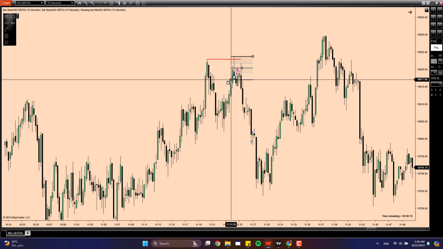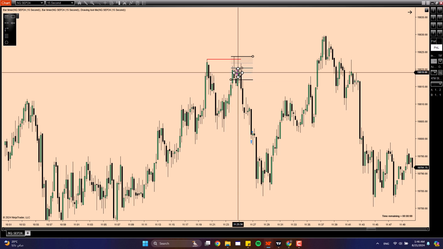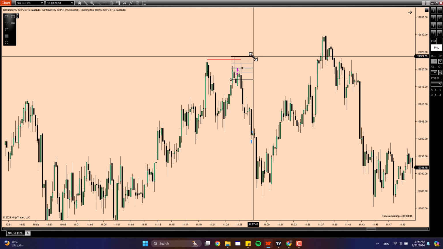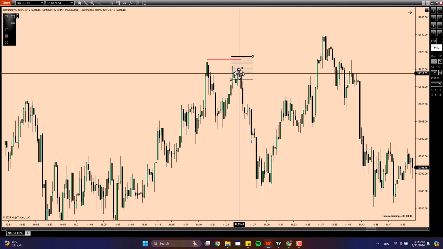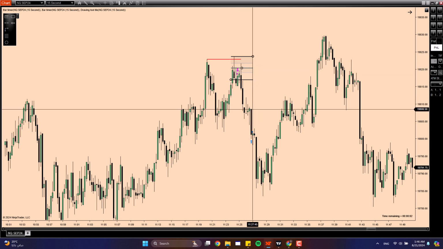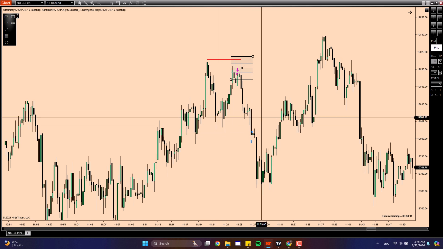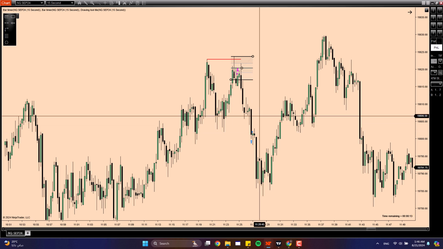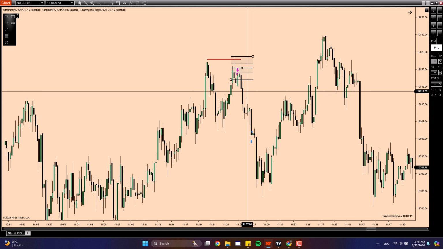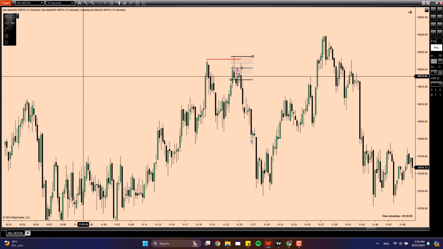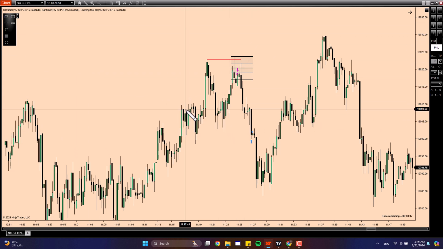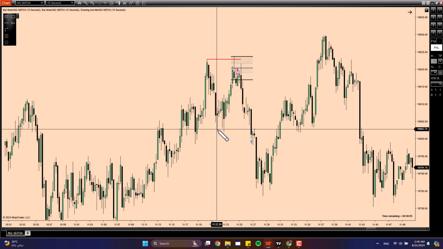Price closed below it with this candle, returned back into it. This is a 5-point stop loss. And here's your entry. I took it from here, stop loss here, and exited from here. So something very interesting happened. As you can see, we have the opposing setup that I always talk about.